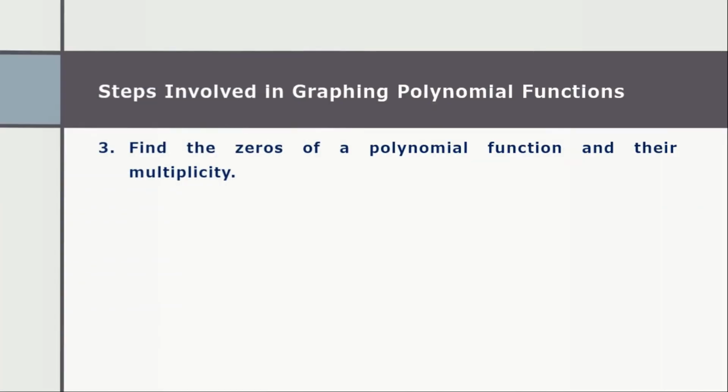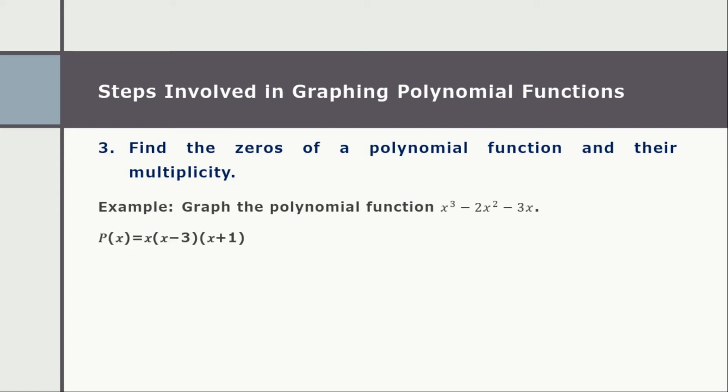And to identify the zeros of a polynomial function, we need to equate the factored form to 0. In our given example, the factored form of x raised to 3 minus 2x raised to 2 minus 3x is x multiplied to x minus 3 multiplied to x plus 1. So we equate them to 0.